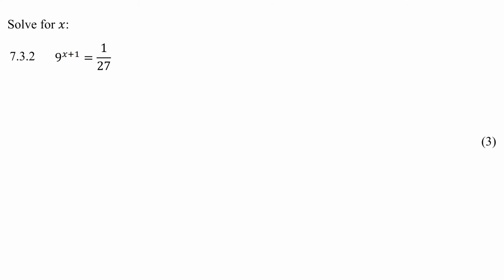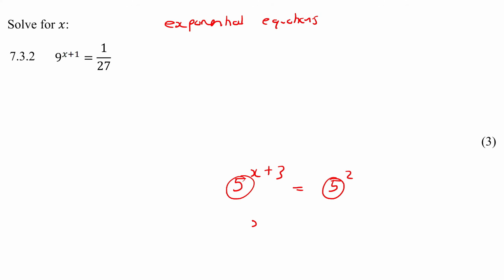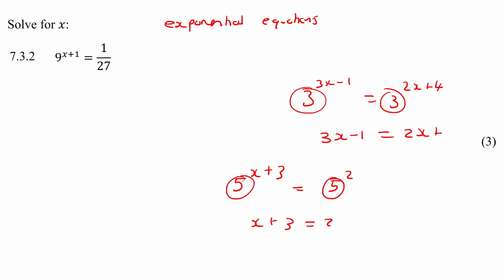Whenever we have an equation where the x that you are looking for is an exponent, these are called exponential equations. Okay, and the goal is to get to something that looks like this. For example, 5 to the x plus 3 equals 5 to the 2. When these two are the same, then you can ignore that, and then you can just say x plus 3 is 2. Or maybe another example, 3 to the 3x minus 1 equals 3 to the 2x plus 4. When these two are the same, you can let go of it and just write it as that.